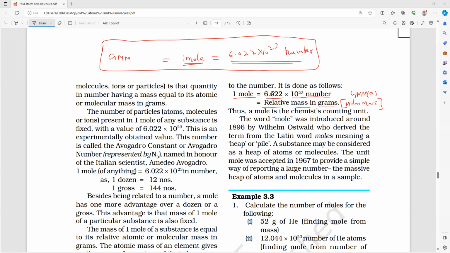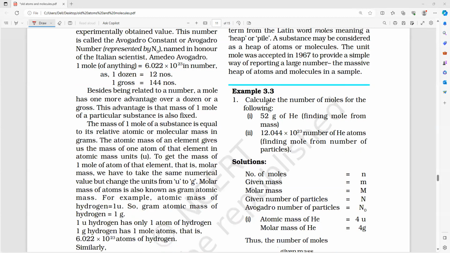Now let us solve examples one by one, and please learn the symbols. What is the symbol of number of moles, everybody? N. Given mass, small m. Given number of particles, capital N. Molar mass, capital M. Avogadro number of particles, N naught. These are the symbols which you need to learn very perfectly.